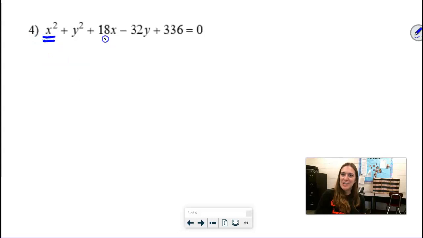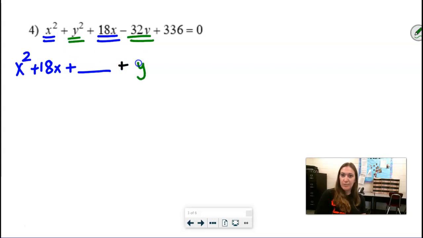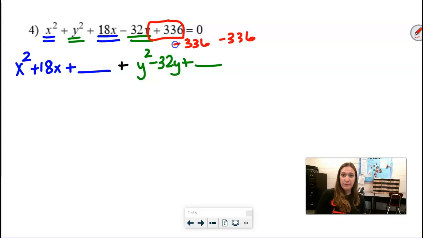All right, so same idea. We're going to collect all of our x's together. And we're going to leave a blank so we can complete the square. We're going to do the same thing with the y's. We'll leave a blank there. This 336 needs to take a hike. It's basically in my way. So I'm going to subtract 336 over here.